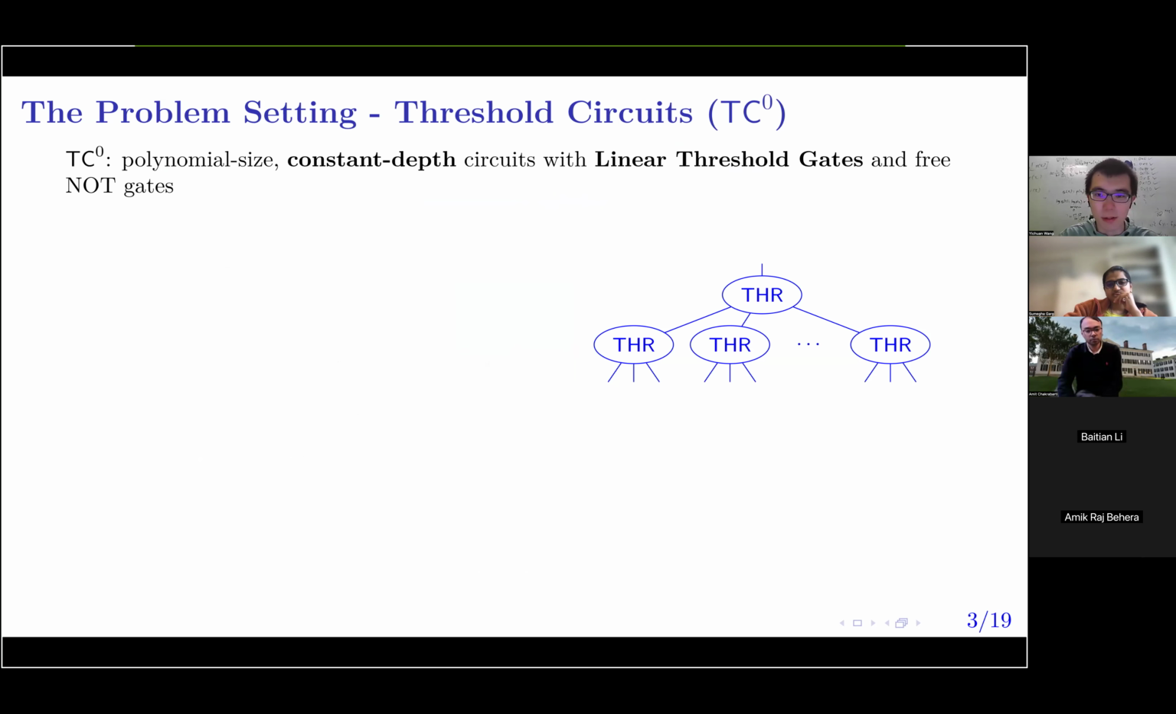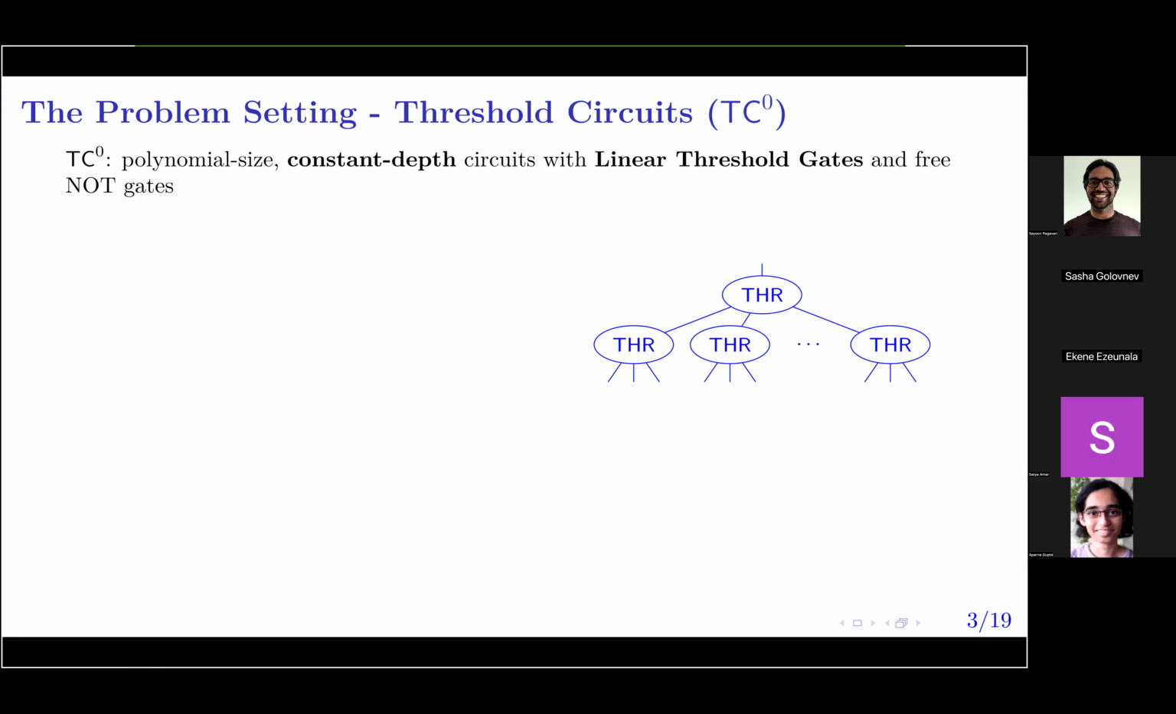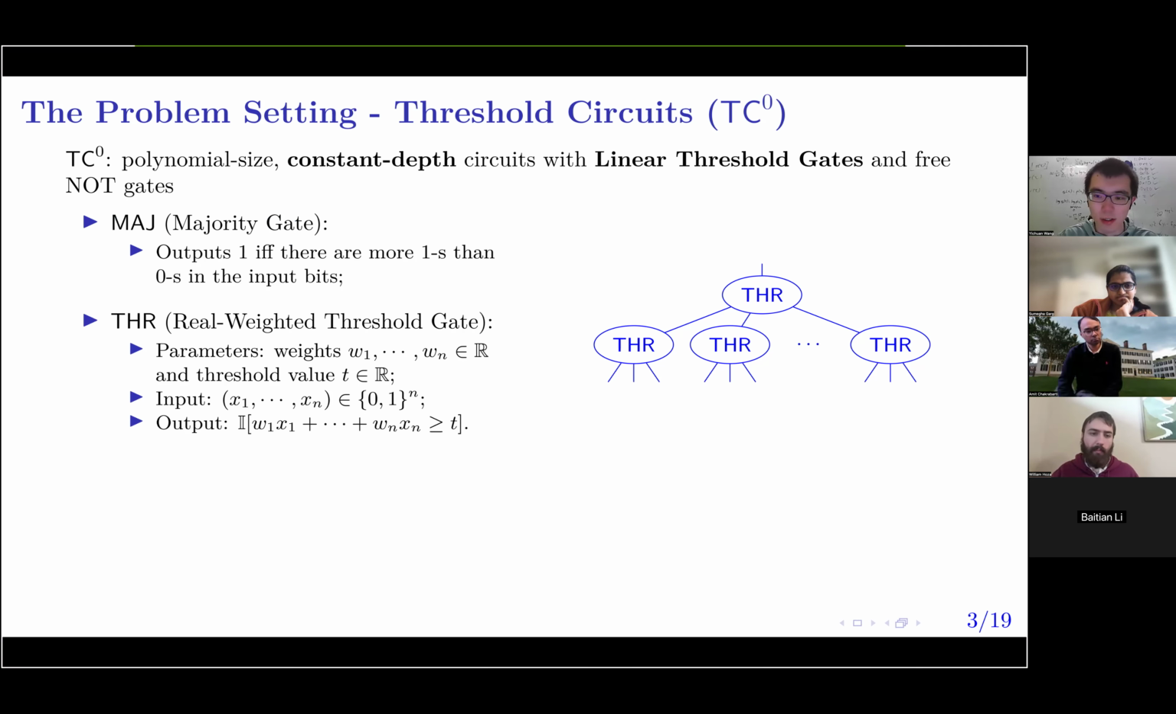Okay, so let's first start with the problem setting, the definition of TC0 circuits. TC0 circuits are polynomial-sized constant-depth circuits with linear threshold gates and also free NOT gates. Here I need to define what a linear threshold gate is. We are interested in two types of gates: the majority gate and the real-weighted threshold gate. The majority gate is just a gate that computes the majority function. And the threshold gate is computing a more general linear sum.